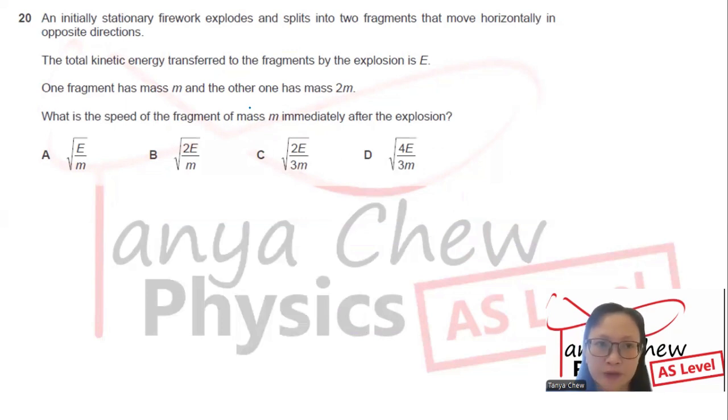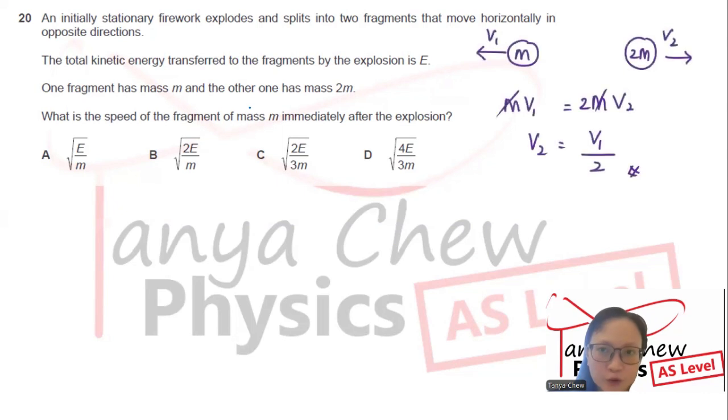How you're going to go about this is that you look in terms of kinetic energy. And since an explosion obeys the principle of conservation of momentum, you can use that to solve this as well. I'm going to draw out the whole diagram here. The firework, because it is stationary, there's no point in drawing it out. After the explosion, it splits into two fragments moving horizontally in opposite directions. m is moving with V1 and 2m is moving with velocity V2 in the opposite direction.